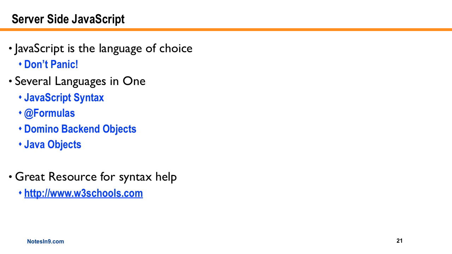We also have Domino backend objects like we've always had in LotusScript. So those are still there. And we additionally gain the ability to use pure Java objects. So I say JavaScript is the language of choice. Java is pretty close to that too. And if you don't know Java, don't panic, because we're not talking about necessarily the full Java syntax, but maybe just the ability to use Java objects where there are some needs, and then I might have a demo of that coming up as well.